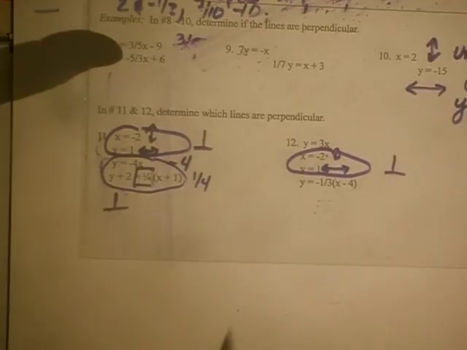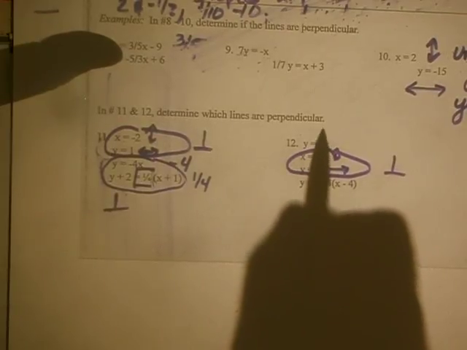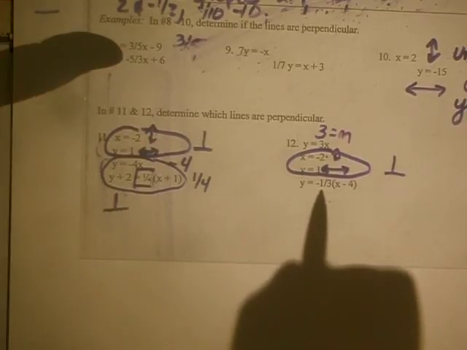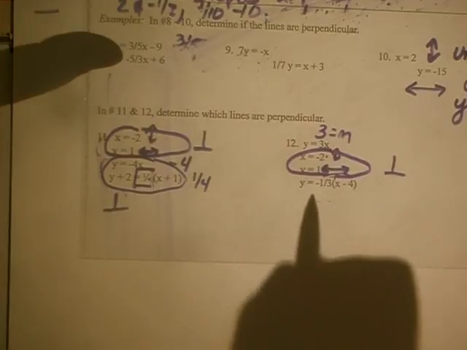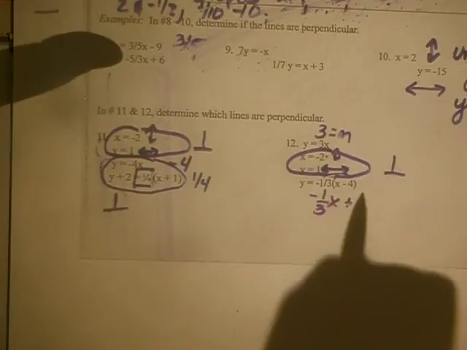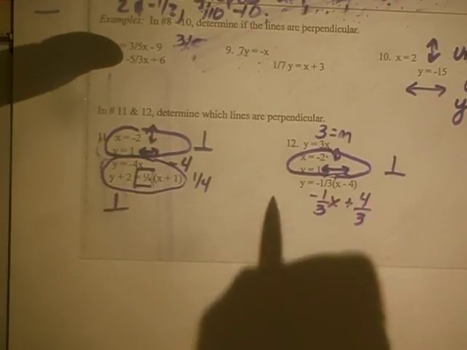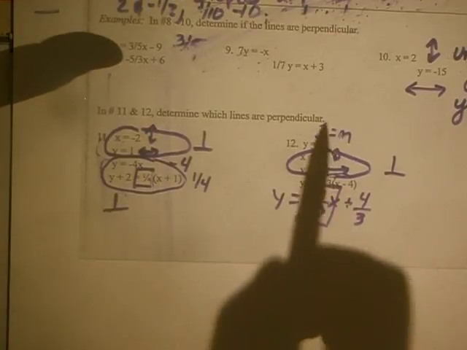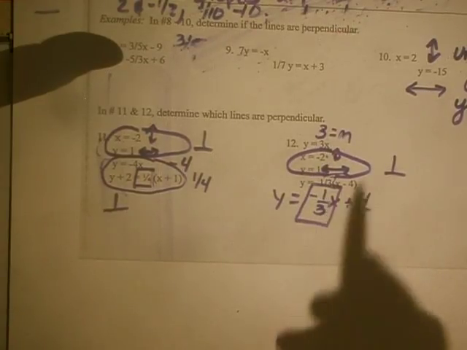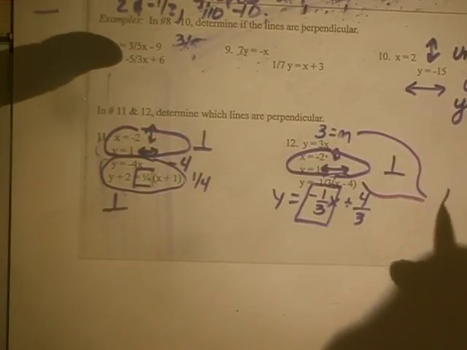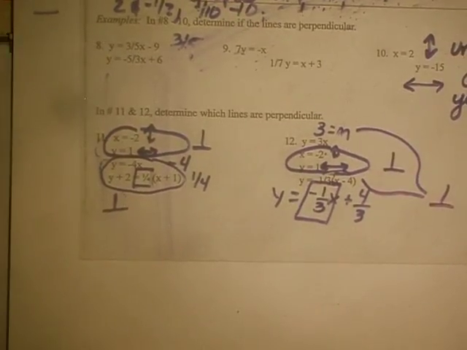And to check the other ones, y equals 3x, your slope is 3. Y equals negative 1/3 x minus 4. You would actually have to distribute here, and you would have negative 1/3 x plus 4/3. And your slope would be the negative 1/3. 3 and negative 1/3 are negative reciprocals, so those two would also be perpendicular.